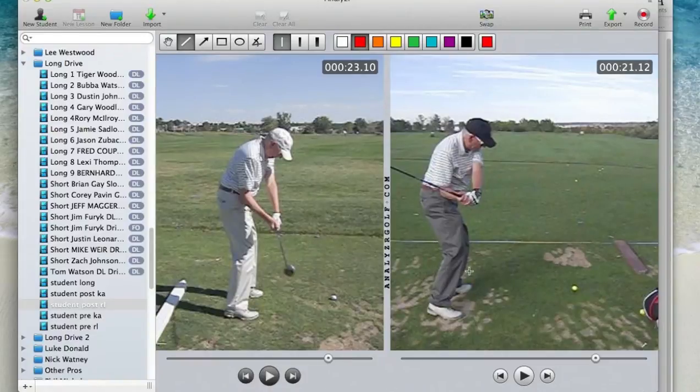Now, he has some contact issues, and so when he's freaking out because he's lost distance, it's mostly because he's losing the club face. But he's done a much better job of getting the sequencing.